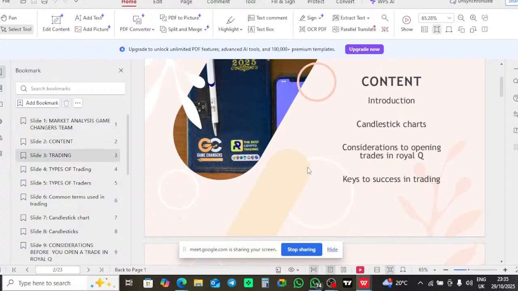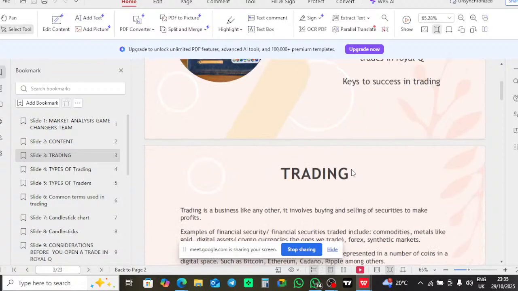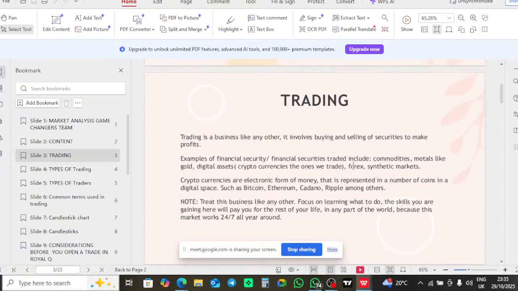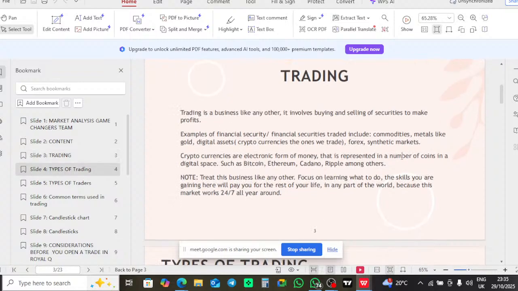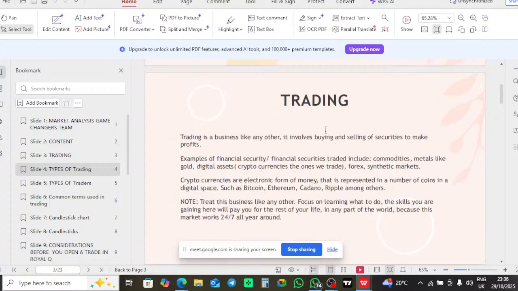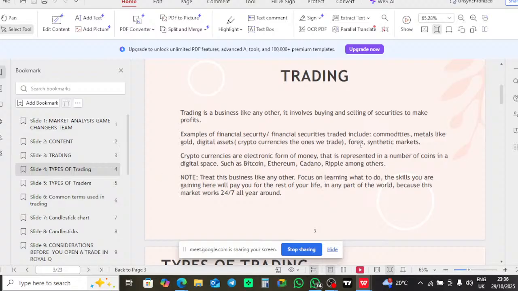So, considerations to opening trades, key to success in trading. That's what we are going to look at. Will I read all of them? My God. I think you will have time and read. Me, I will just speak small, and we can be able to understand that. But let me read for you the trading. Trading is a business like any other. It involves buying and selling.